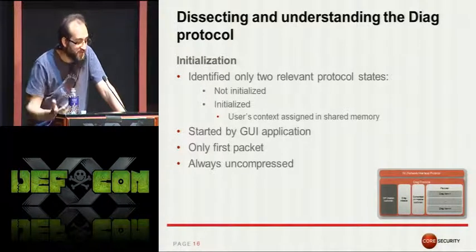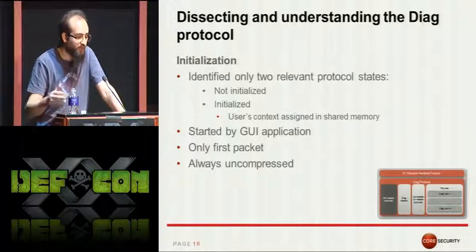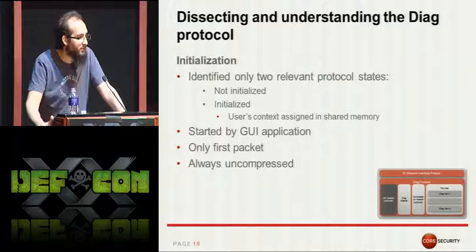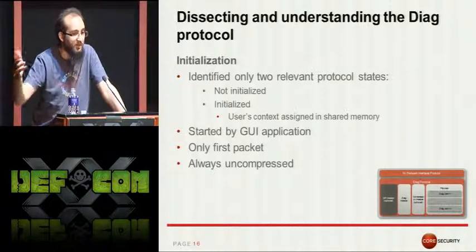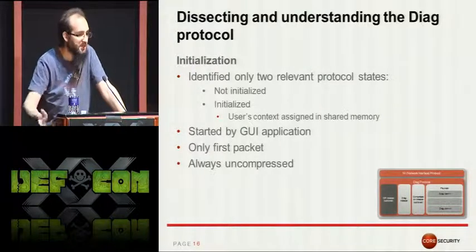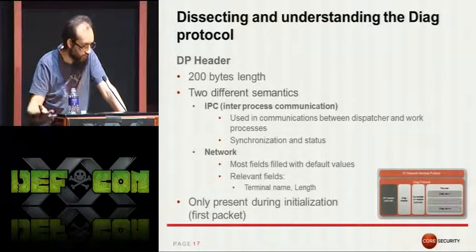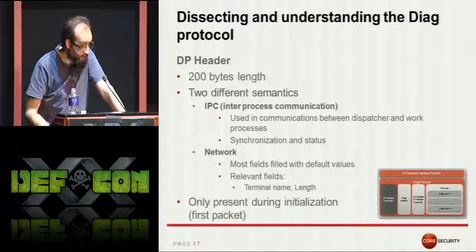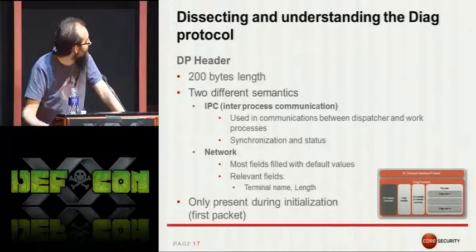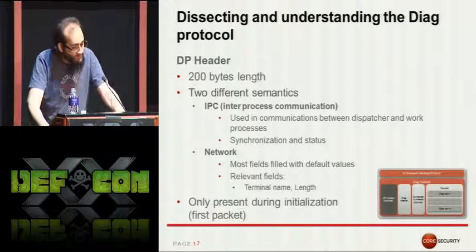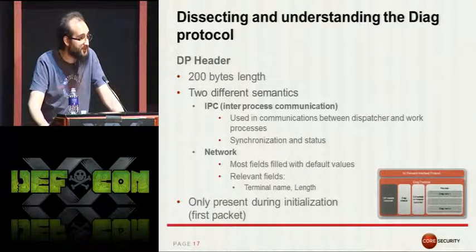During my test, I only identified 2 relevant states of the protocol: when the connection is initialized or not initialized. So there's nothing more on this. The DP header is a 200-byte length header, and it has 2 different semantics.